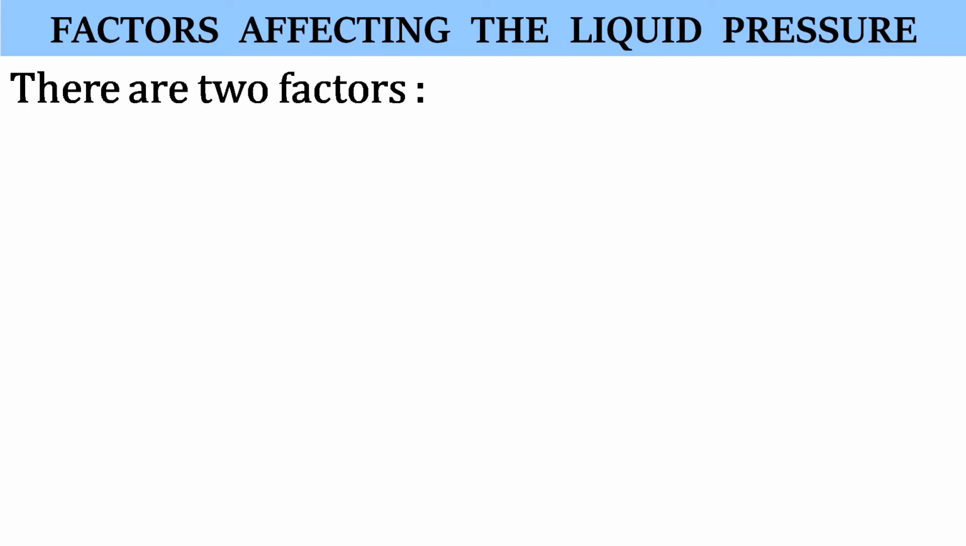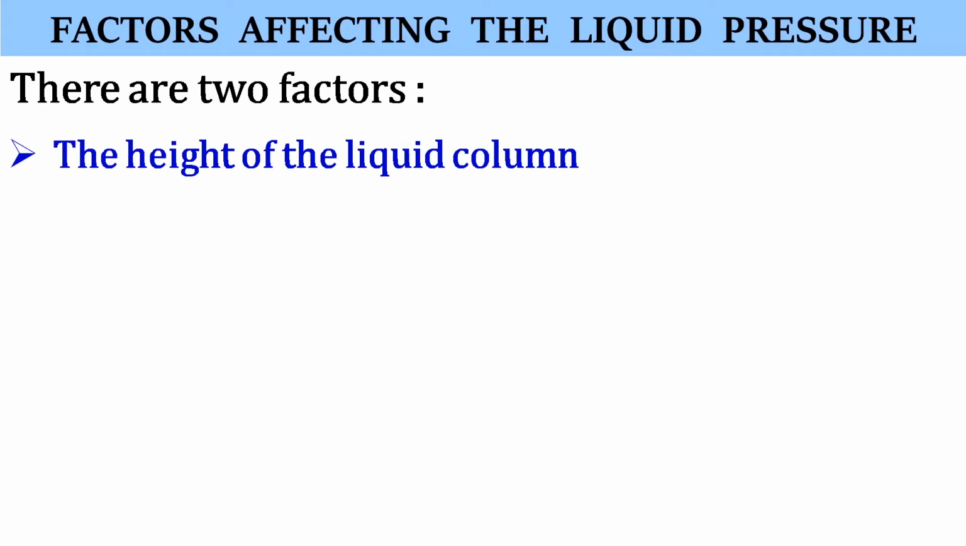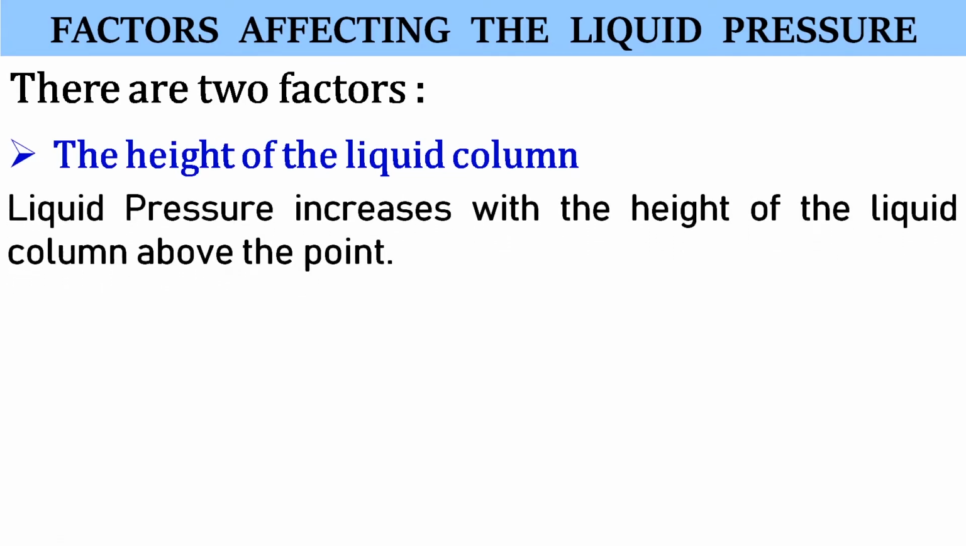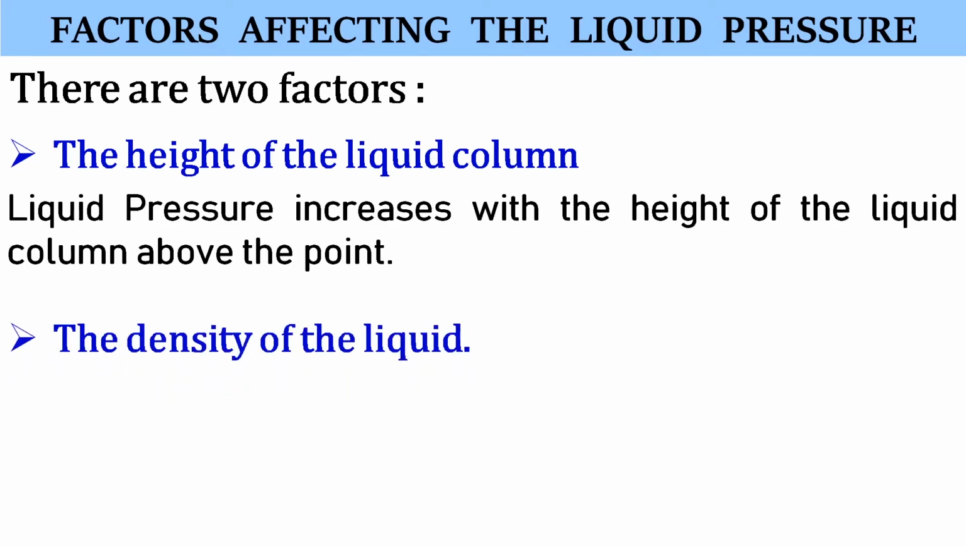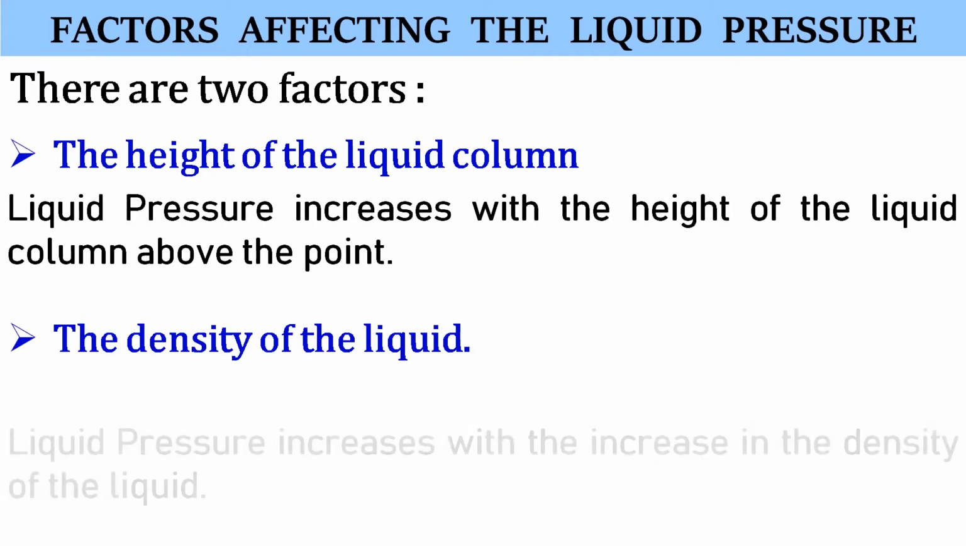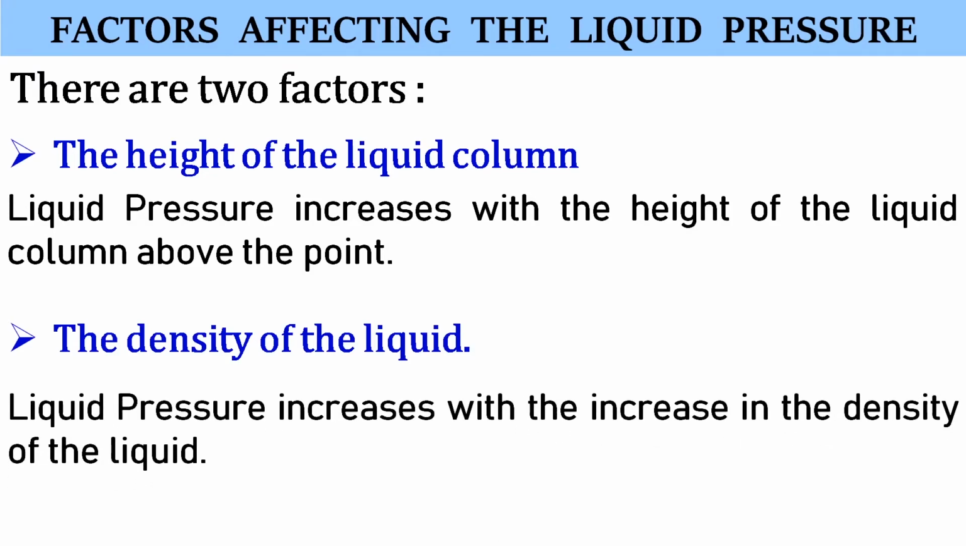The next topic is the factors affecting the liquid pressure. How many factors are there? There are two factors which affect the liquid pressure. The first one is the height of the liquid column. Liquid pressure increases with the height of the liquid column above the point. And next is the density of the liquid. Liquid pressure increases with the increase in the density of the liquid column. So these are the two factors which affect the liquid pressure.